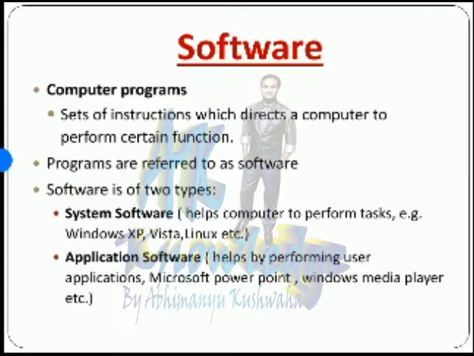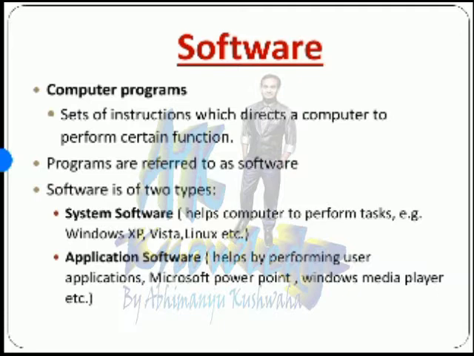In the example, it helps the computer to perform tasks. Example: Windows XP, Windows Vista, Linux, etc. These are the system software. Remember that system software means software which is helpful for the computer system, like how it can process, how it takes input, how it performs output, how it can print. So these options are used for the system software.